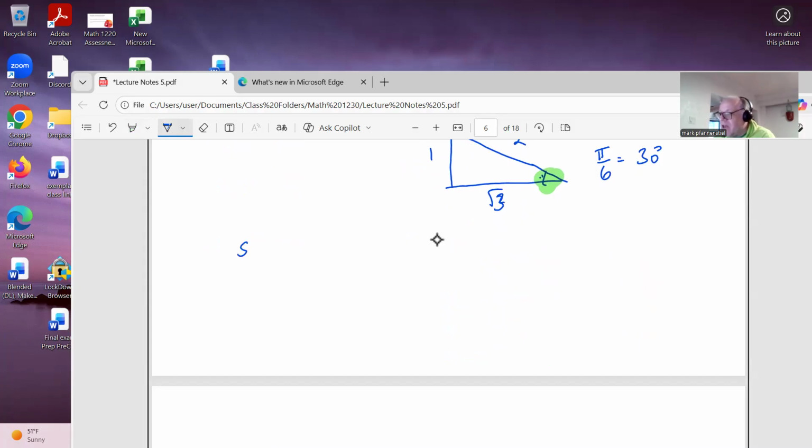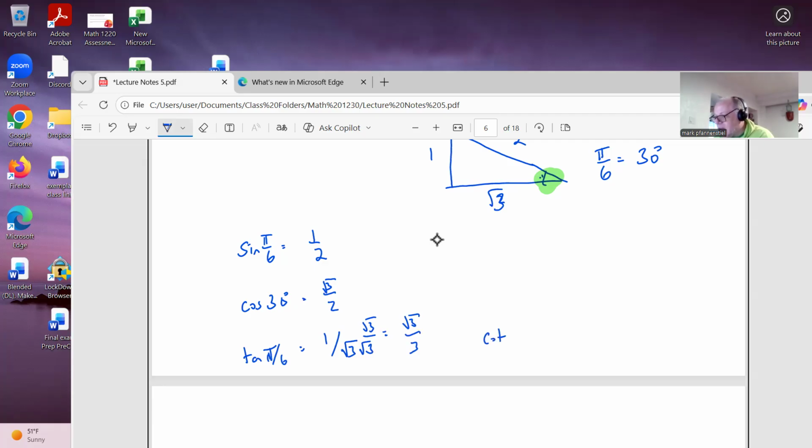So we're going to say, okay, we want sine of pi over 6, opposite over hypotenuse. That's going to be 1 over 2. Cosine of 30 degrees is adjacent over hypotenuse, which is the square root of 3 over 2. And of course, the tangent of pi over 6 is the opposite over the adjacent, which is 1 over square root of 3. We're not going to leave it like that. We're going to say this is square root of 3 over 3. The cotangent of pi over 6, or 30 degrees, is going to be the reciprocal, the square root of 3.